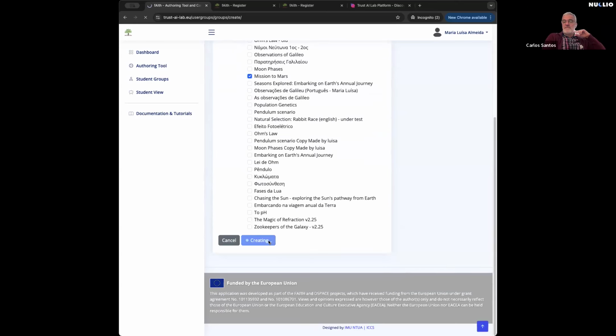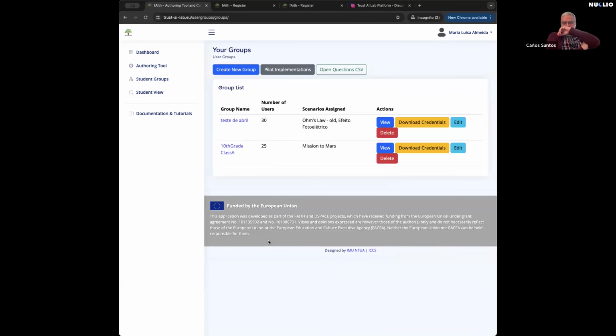I create a group. I think it's quite easy to create a group. You can create groups for different classes, for instance, and you can have more than one scenario for the same class. But let's keep it simple. So, 10th grade class A with 25 students.